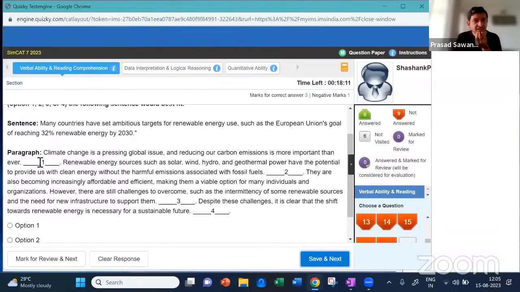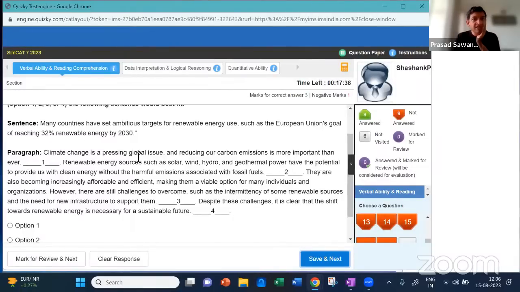So if this comes here, let's say many countries have set ambitious targets for renewable energy. Okay, it seems good because we are talking about reducing carbon emissions. From there we are talking about renewable energy, and here we are talking about renewable energy. So one seems to be a good fit. Let's see. Fossil fuels, as in not harmful emissions and everything. They are also becoming increasingly affordable and efficient. Okay, so many countries have for renewable energy use. So usage may say they are becoming increasingly affordable and efficient. Not really. They are talking about these renewable energy sources that have been mentioned here.